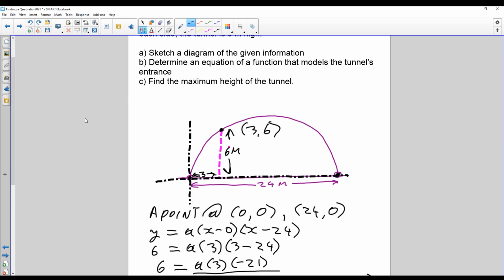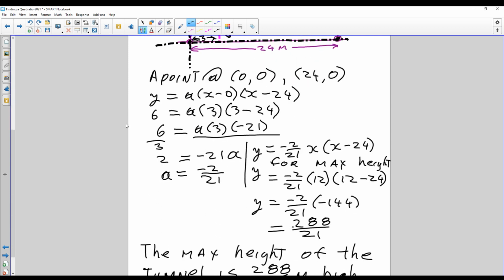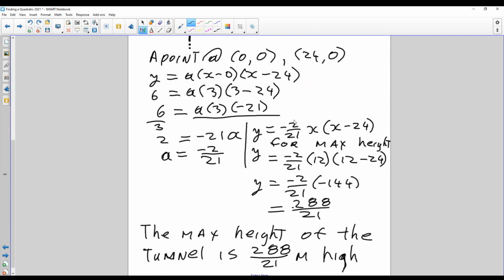Right? Let me scroll down here. We ended up with the equation y = -2/21 x(x - 24). Again, I'm just reviewing. And we wanted the max height, so I think it might have been AJ, or somebody in the back there, who said it was in the middle between the two zeros. So we said that must be 12. We plugged 12 in and we got 288 over 21. So the maximum height was 288 over 21.